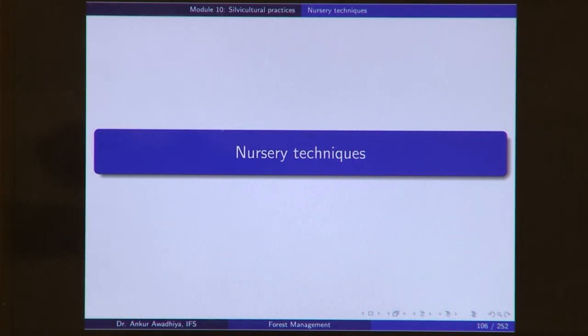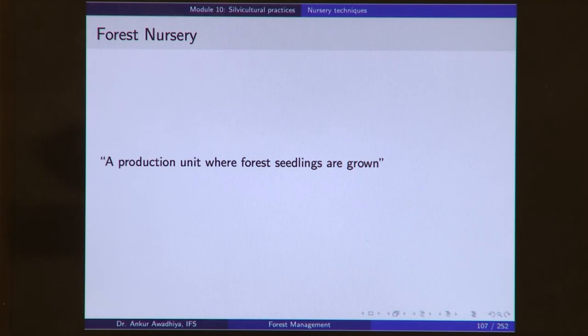So what is a nursery? A nursery is a production unit where forest seedlings are grown. In our case, we are only talking about the forest nurseries. We are not talking about horticultural nurseries or agricultural nurseries. So in the case of a forest nursery, it is a production unit.